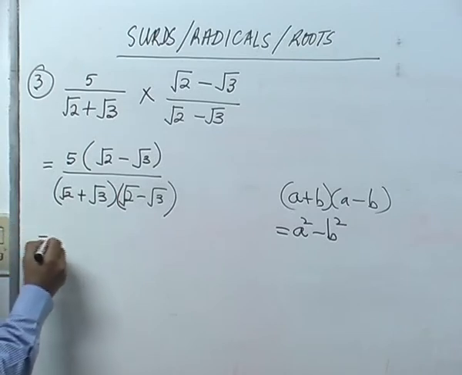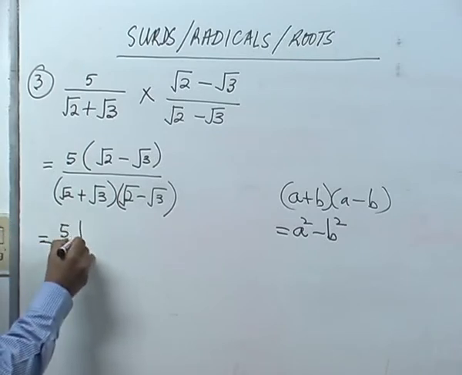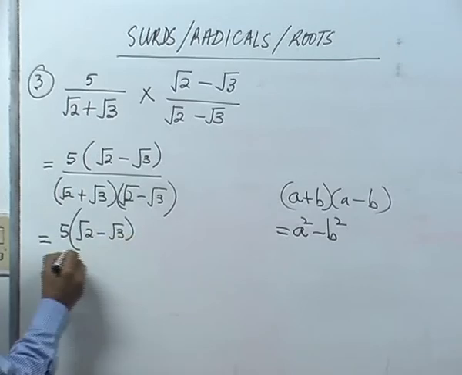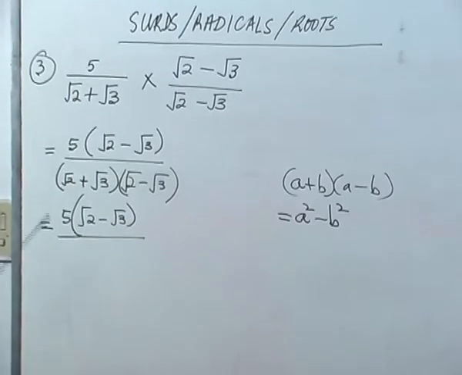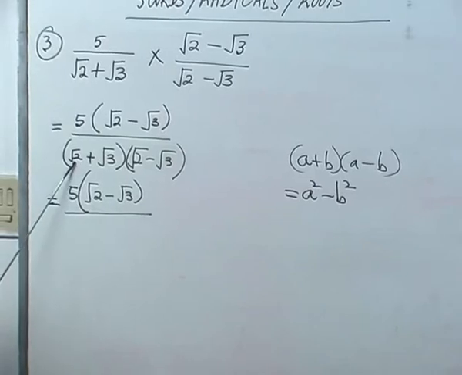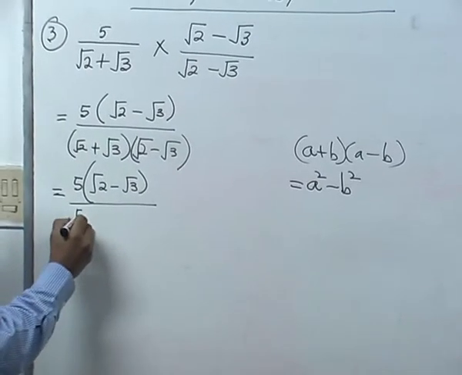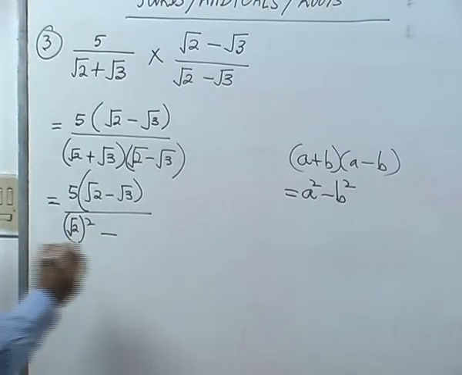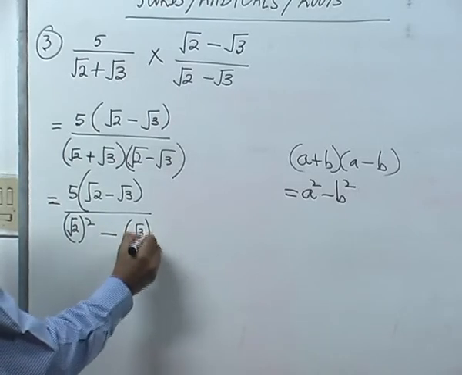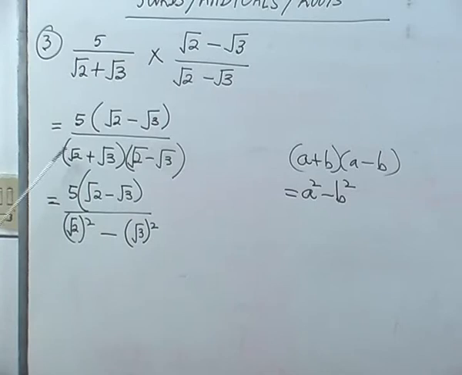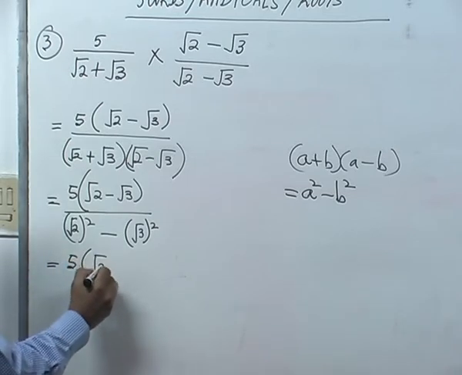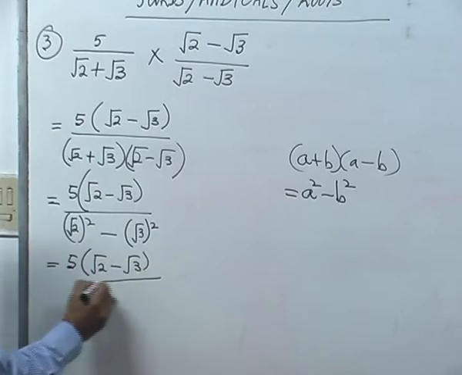So, therefore, the numerator will be 5 into square root of 2 minus square root of 3 all over a squared. This is a, so it will be square root of 2 all squared, minus, this is b, square root of 3 all squared. Because this is a plus b into a minus b, so it will be a squared minus b squared. Now that's 5 into square root of 2 minus square root of 3 all over.